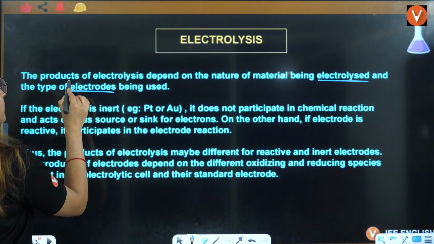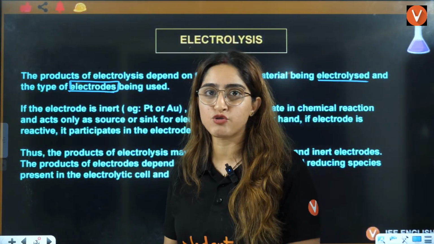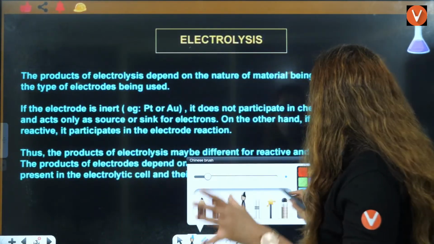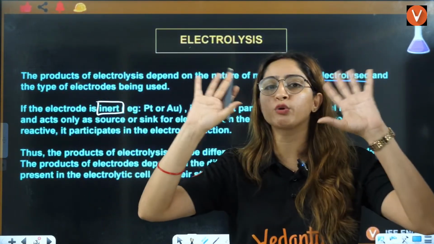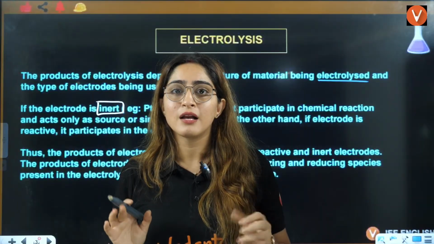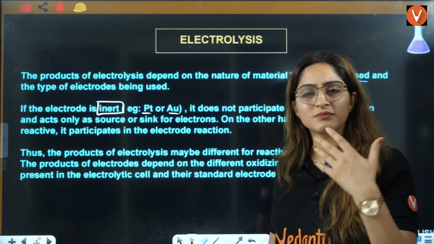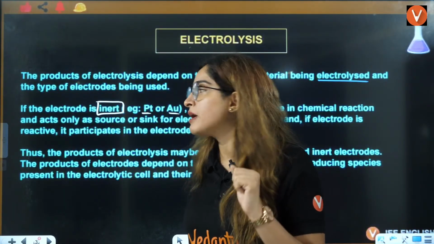Next is the type of electrodes. Now, ma'am, how does it depend on the type of electrodes? Basically, we have two types of electrodes. One is inert. Inert is one that is not going to take part in the reaction. Like platinum or gold, these kinds of electrodes will not take part in the reaction, right?